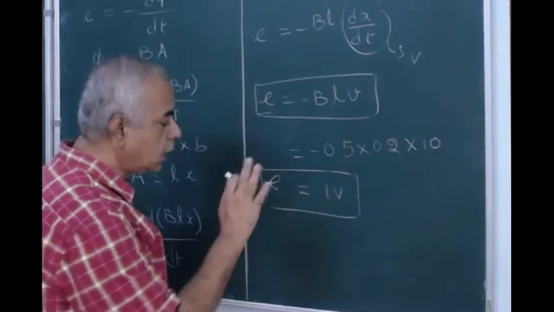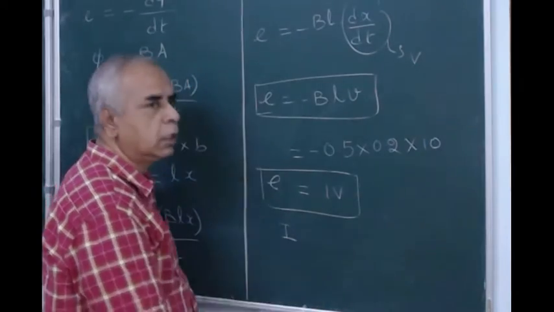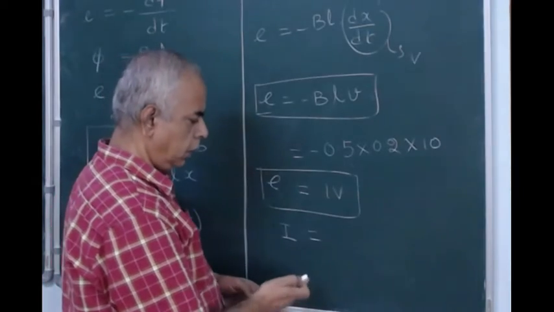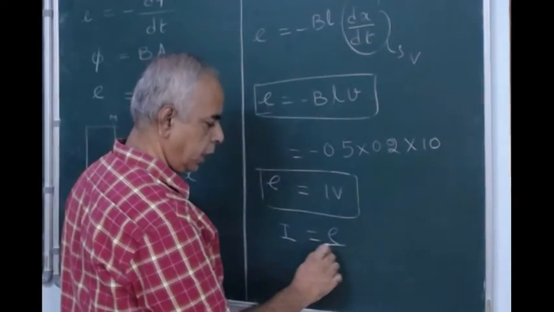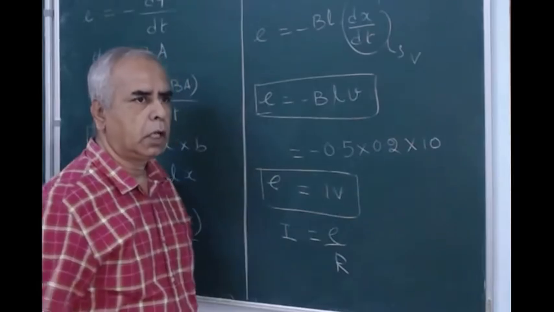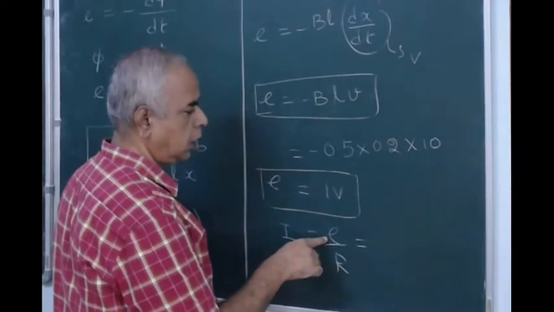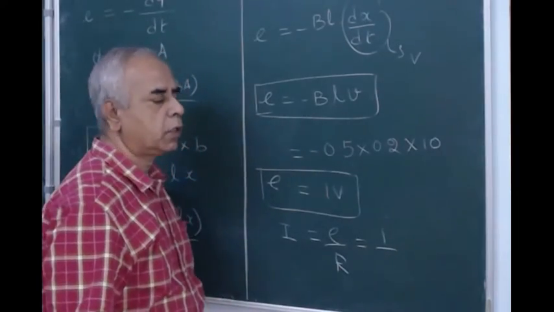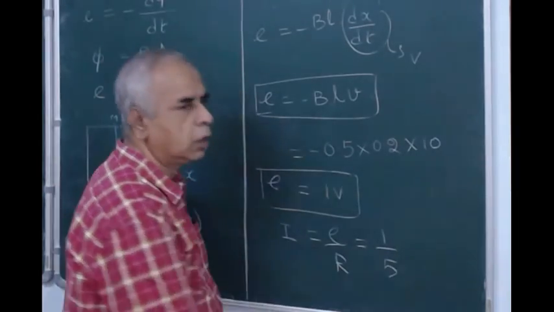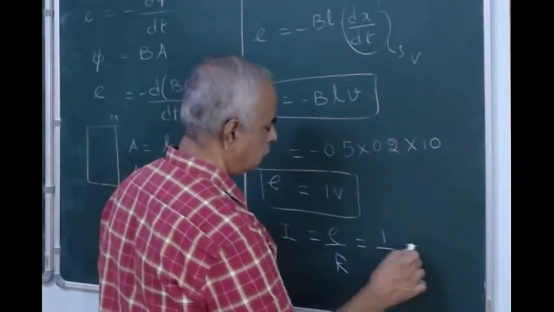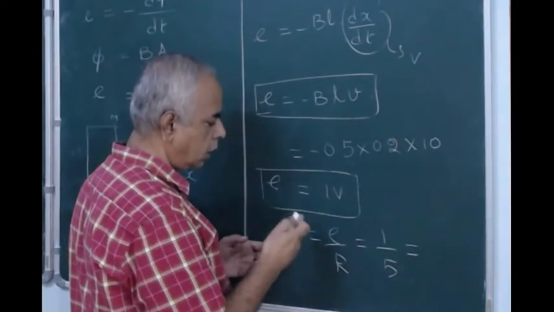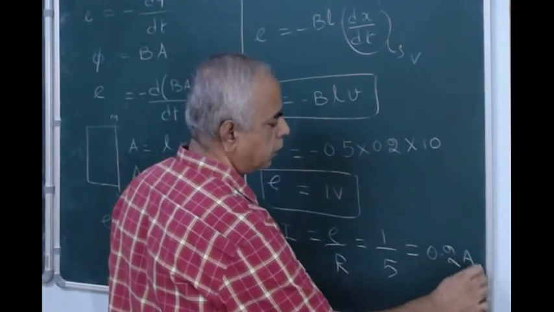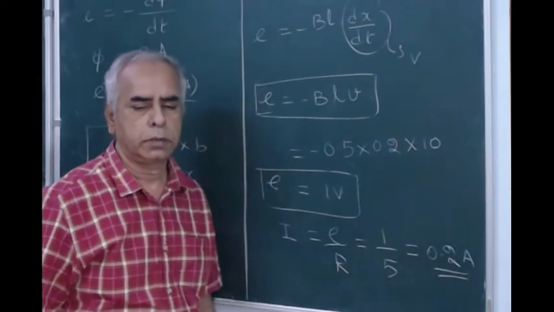It is asked to find the current in the arm. We can apply Ohm's law. E is equal to IR, so I is equal to E by R. E is 1 volt divided by the resistance, 5 ohms. Therefore the induced current passing through is 0.2 ampere. So likewise, you have to derive this equation.